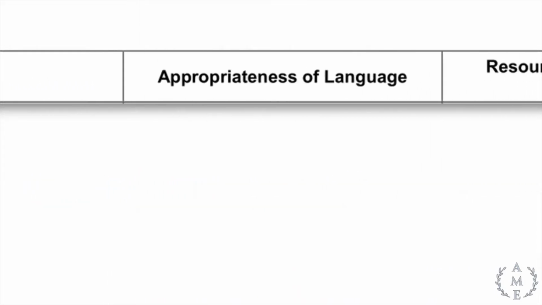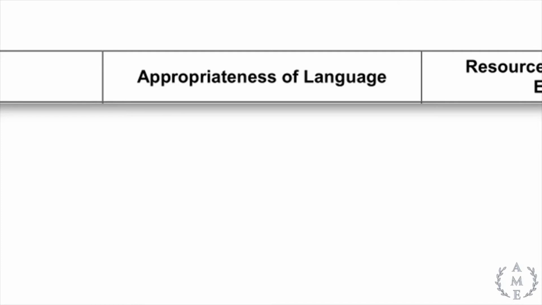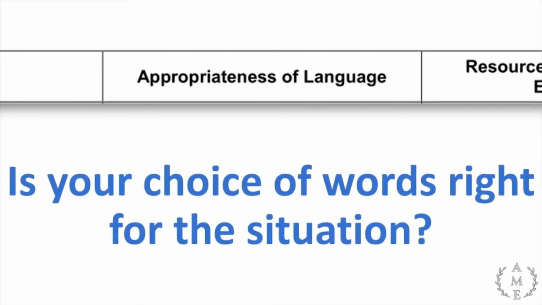So, next up we have appropriateness of language. What this means is, is your choice of words right for the situation? So something like a doctor's office is quite a particular situation, and the communication between a doctor and, for example, a patient is quite different from how a doctor might talk to their friends if they meet them in the street.